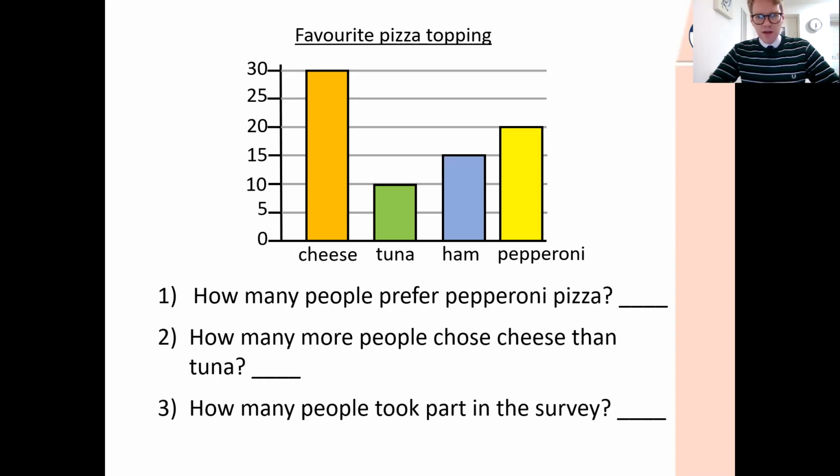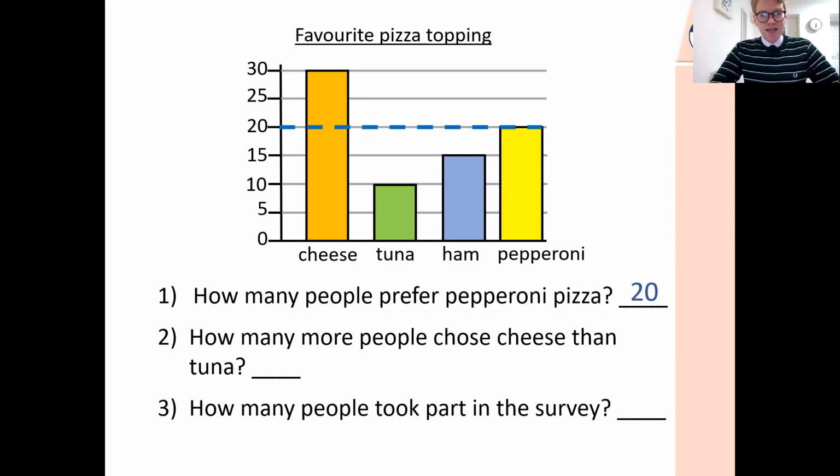So for this, you want to be looking across from that bar for pepperoni, follow your finger across the screen over to the numbers, and it's that y-axis, remember that one going up, Y to the sky. How many people prefer pepperoni pizza? That's the bar. We can follow that line across. It's 20.